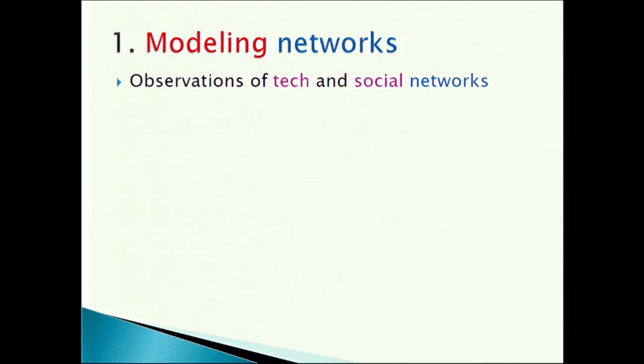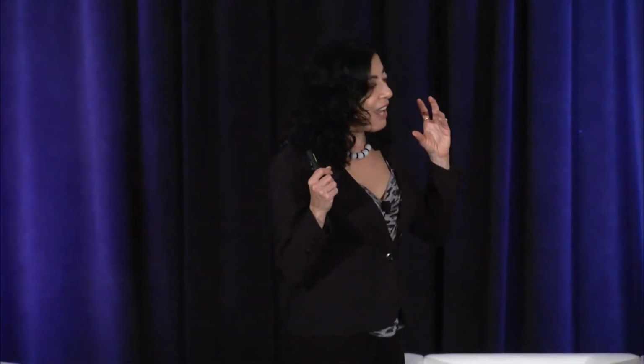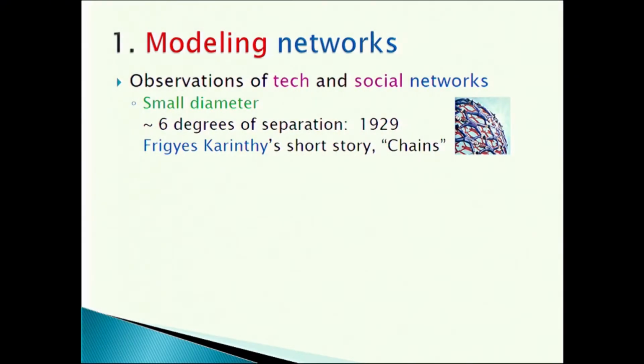So if I'm going to model something, I have to tell you what I would like to model, what features I would like to include, okay? Because we don't want to include everything, we just want to include the relevant features. So what are some of these? Well, one of the interesting features of most of these networks is that they have small diameter. People actually think that Stanley Milgram, a Stanford professor, first talked about 6 degrees of separation, but actually, it was a Hungarian short story writer in 1929 who, I don't know how he hypothesized this, but in his short story, he hypothesized that everybody was connected to everybody else by 6 degrees of separation, everybody on Earth.